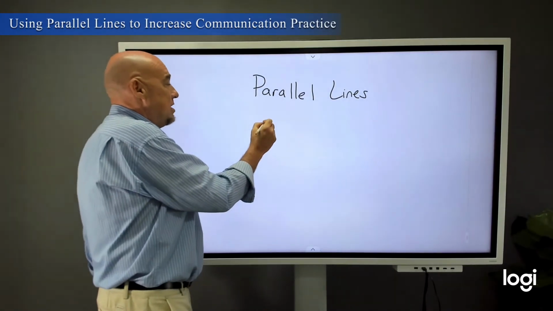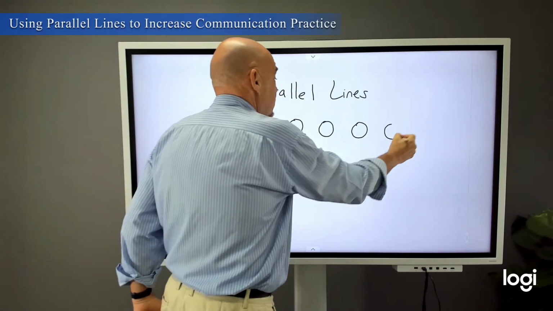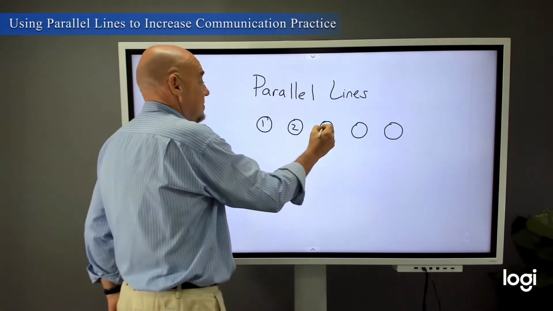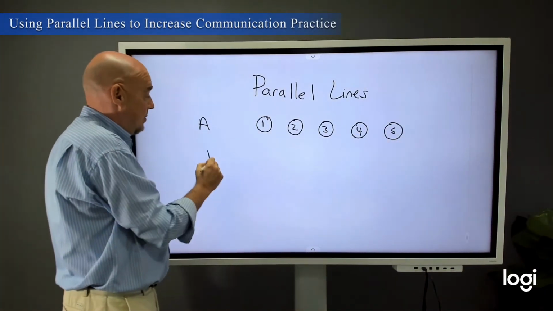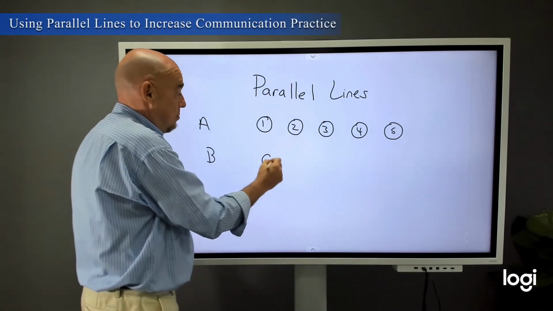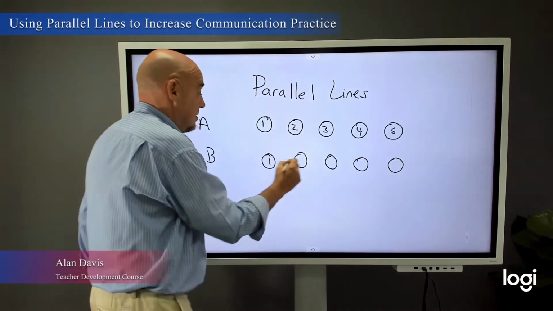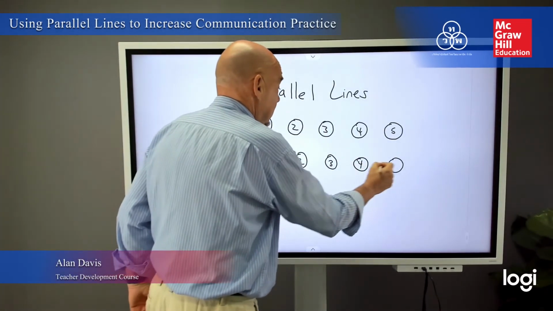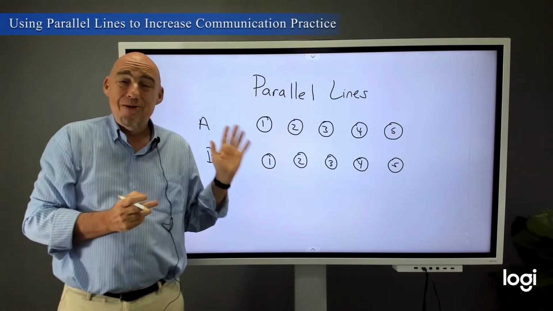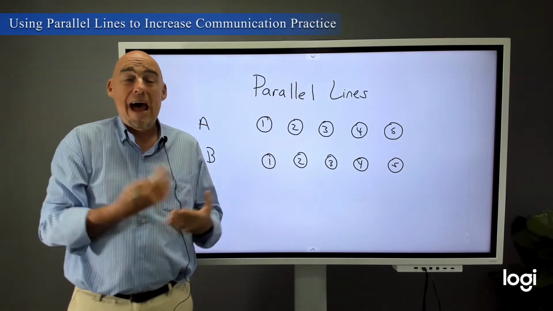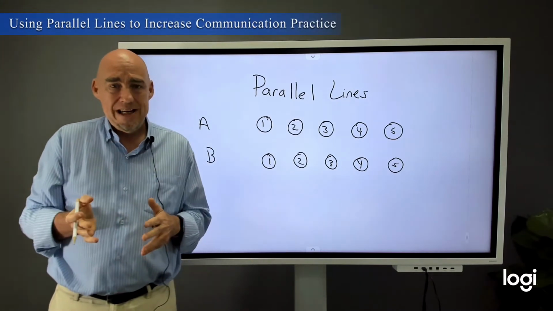So first, let's get some students. I'm going to draw some circles here, and these represent my students. Okay, this is row A, and now I'm going to put row B. Okay, well, student 1, 2, 3, 4, 5. Now I'm putting 10 students here. 10 is a really good number of students to have for this activity. I would recommend from 10 to 20.